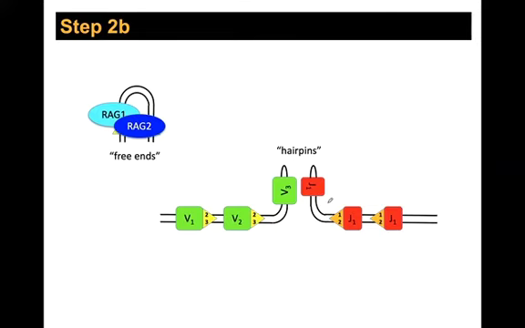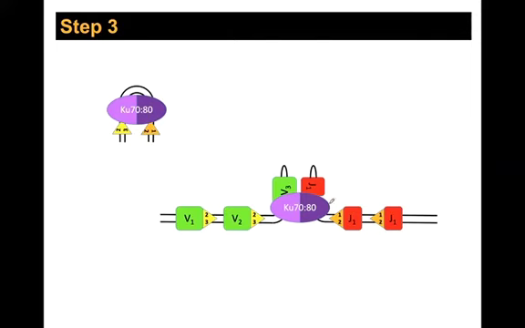What's the next protein to come in? KU70/80. Okay, so KU70/80 comes in here. It also comes in here. So that's step 3.